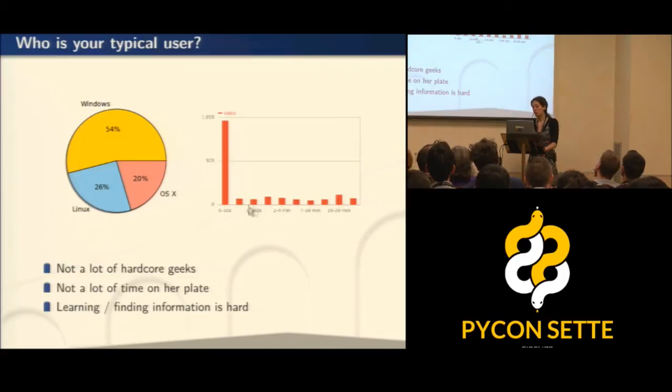But of course, you also have a third of the visits that are longer, including quite long visits. So for these users, I think we're doing a good job. But how about these other users? So to summarize, your typical user might or might not be very geeky. She might not have a lot of time to find the information. And anyway, finding the information is hard.